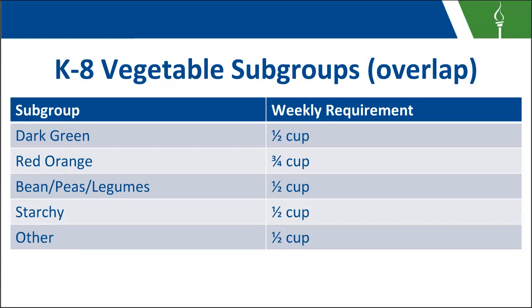The vegetable subgroups for K through 8 are going to be exactly the same. Half a cup of dark green, 3/4 cup of red orange, half a cup of beans, peas, legumes, half cup starchy, and half cup other.